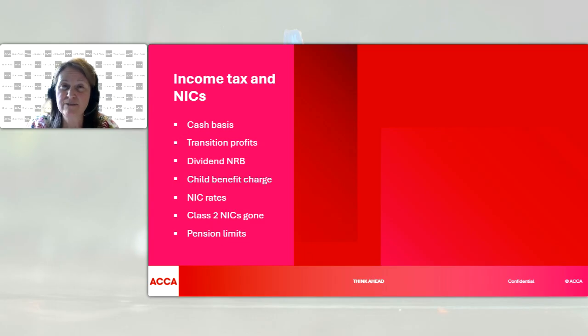National insurance rates, we've got some changes there. Class 2 national insurance has gone. Whoop, whoop. And there have been some changes to the pension limits. So all of these are explained in the article, and a lot of these are in the tax tables as well.